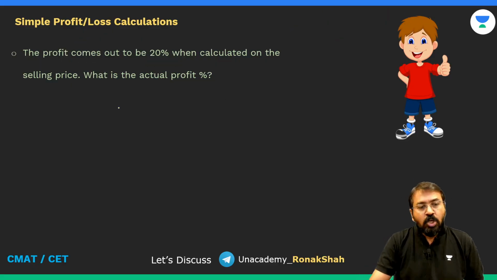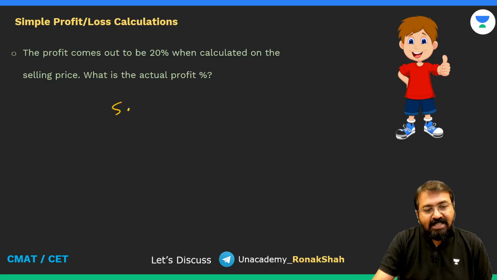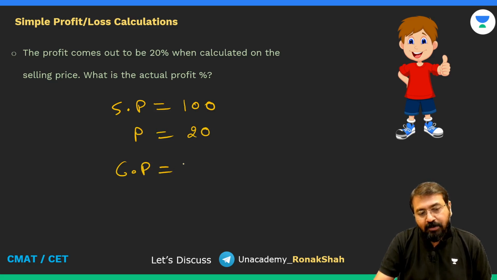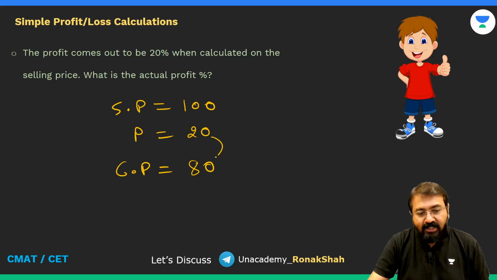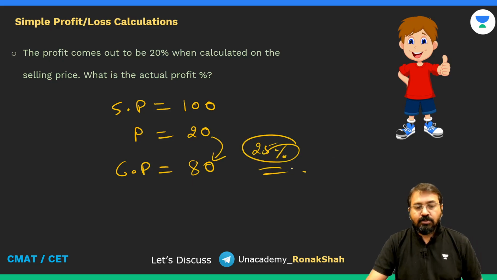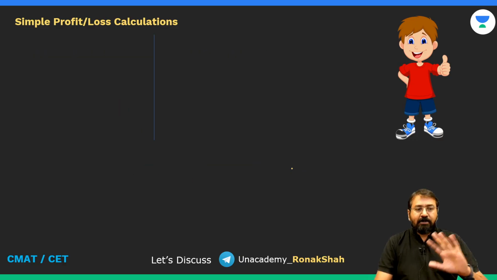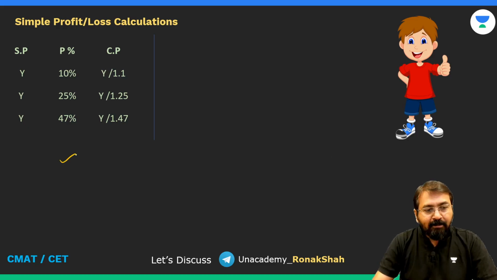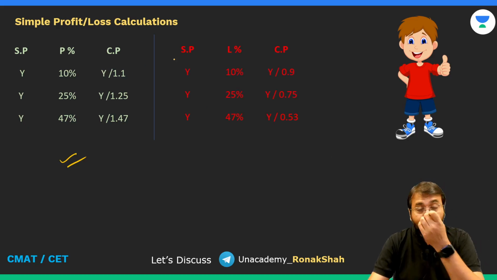Let's understand this. So what you can do is you can assume the selling price as 100 over here. So you will get profit. Profit is 20% of selling price. So it will be 20. So now you will get cost price as 80. So 20 over 80. Can we say it's 25% profit? Yeah. So this is how we can calculate. So please be clear with these concepts. In fact, I'll suggest you to remember this particular calculation method.